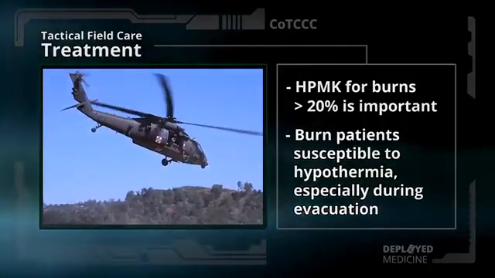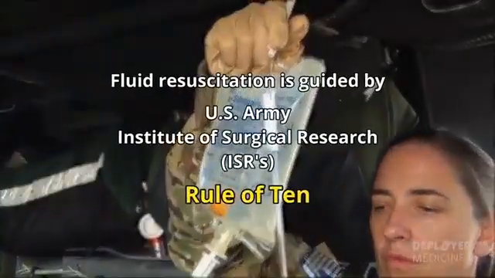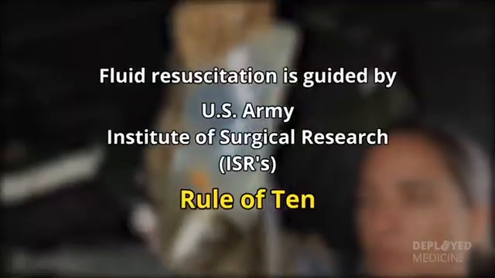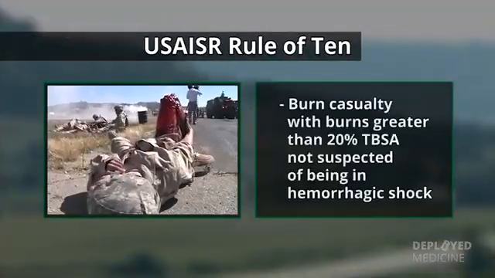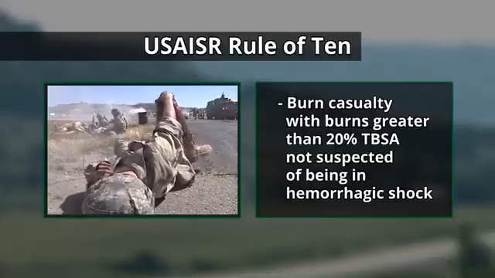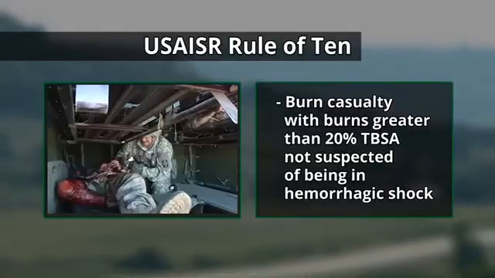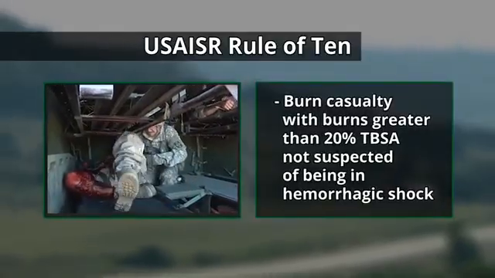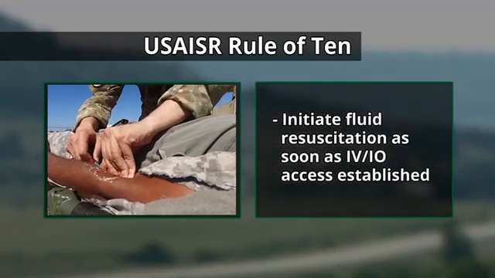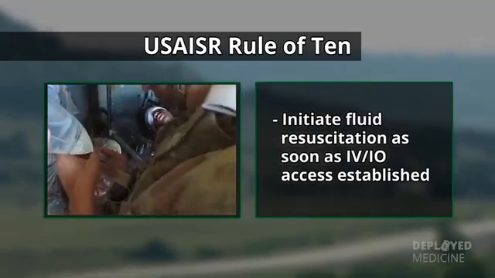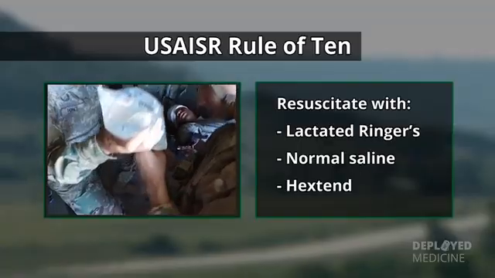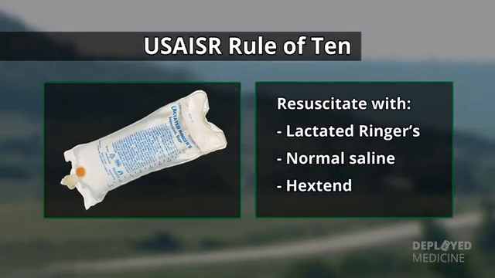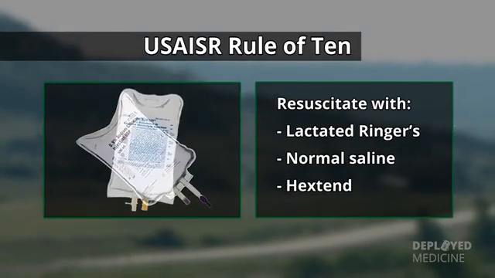Fluid resuscitation is guided by the U.S. Army Institute of Surgical Research Rule of 10. For a burn casualty with burns greater than 20% of their total body surface area and not suspected of being in hemorrhagic shock, initiate fluid resuscitation as soon as IV-IO access is established. Resuscitation should be initiated with lactated ringers, normal saline, or Hextend.